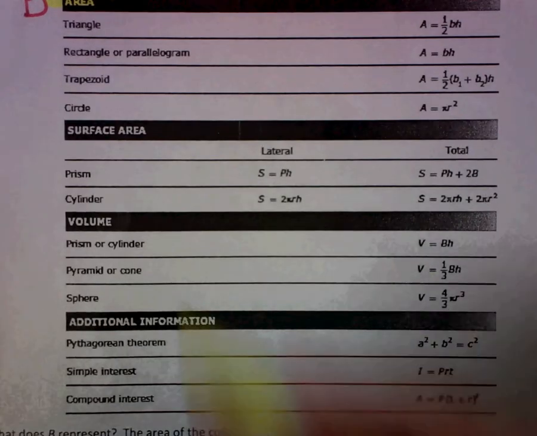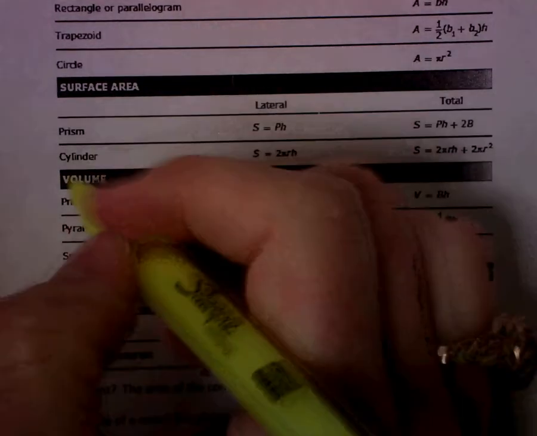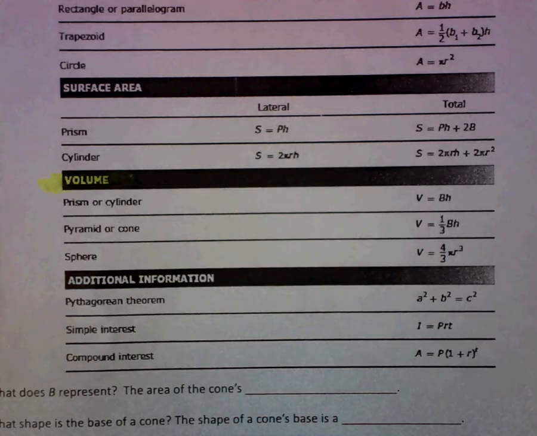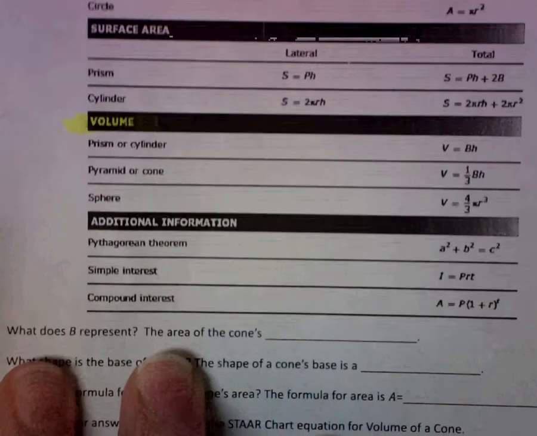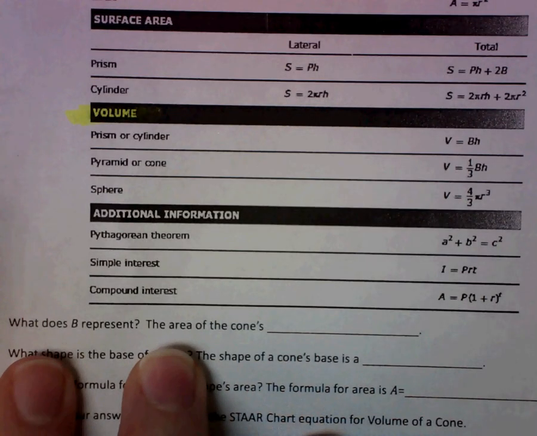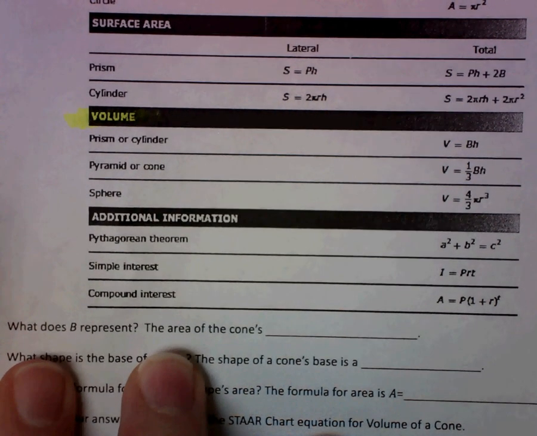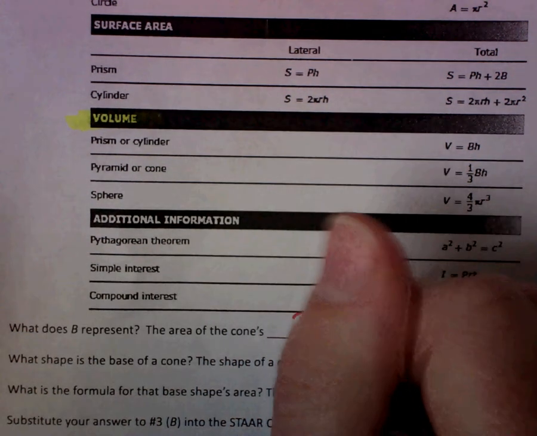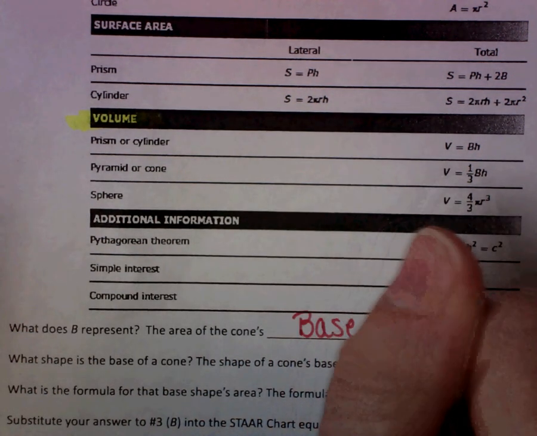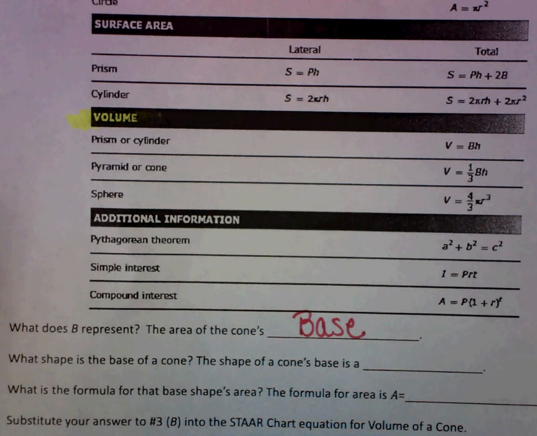Also down lower, we have our volume formulas, okay? So we need to make sure that we're looking at our volume formulas. One of the first questions says, what does the capital B represent? We've already talked about that: a capital B stands for the area of the cone's base. The area of the base, a capital B.